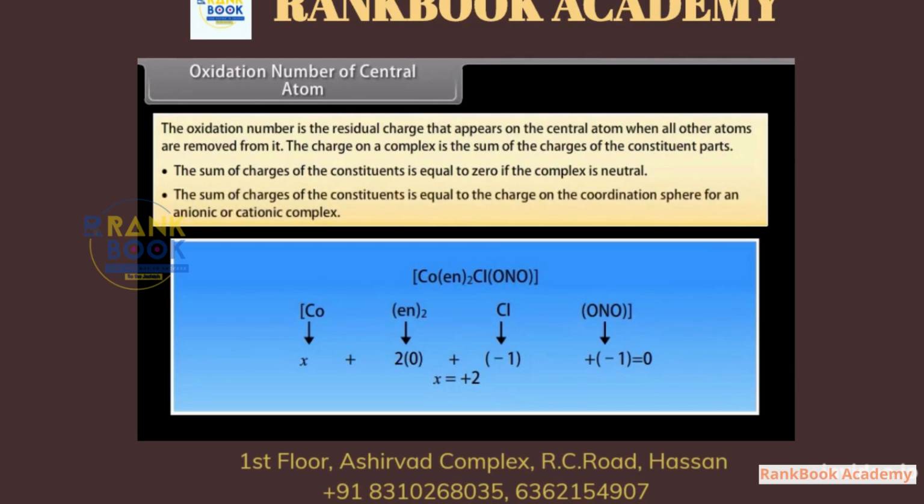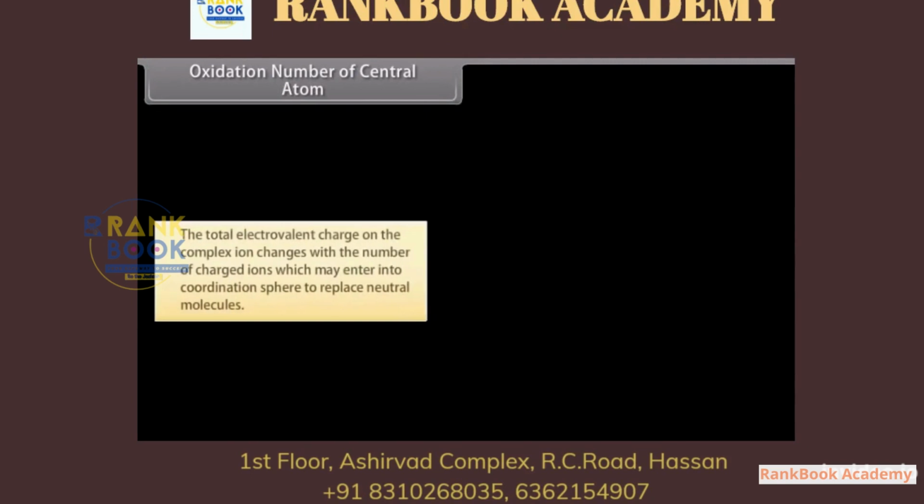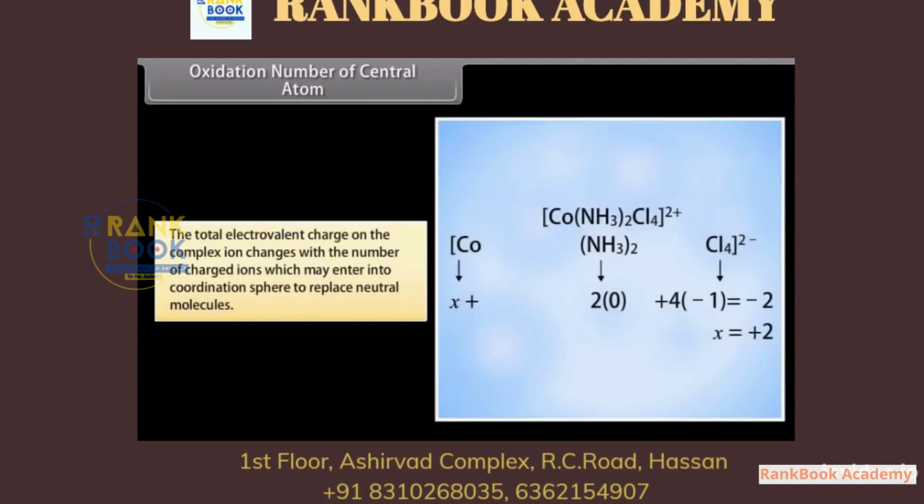The sum of charges of the constituents is equal to the charge on the coordination sphere for an anionic or cationic complex. The total electrovalent charge on the complex ion changes with the number of charged ions which may enter into coordination sphere to replace neutral molecules.